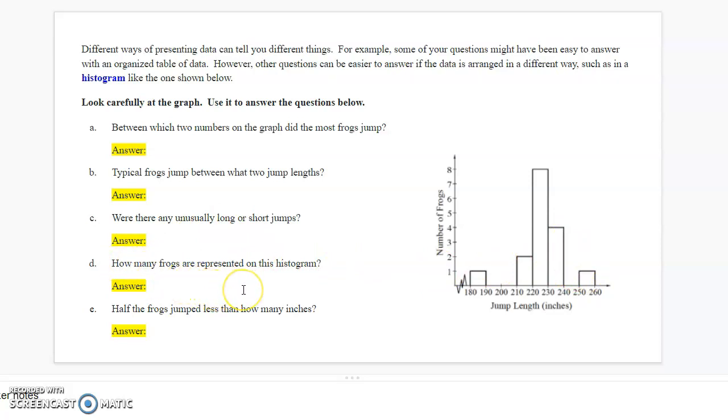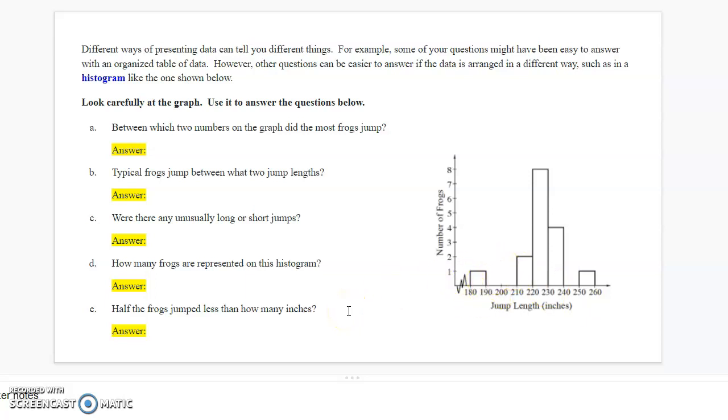How many frogs are represented on this histogram? So we know that there's one frog between 180 and 190. We know there are 2 between 210 and 220. There are 8 between 220 and 230. There are 4 between 230 and 240. And there is 1 between 250 and 260. So you would have to add up those numbers.